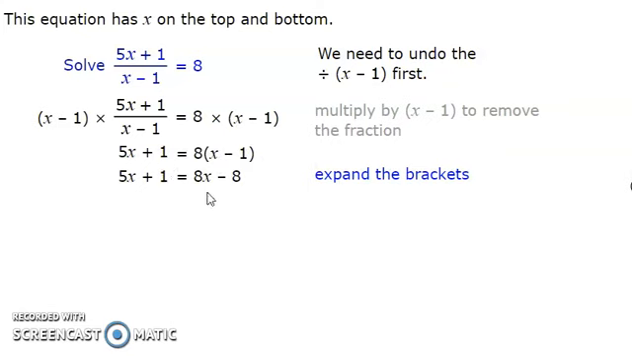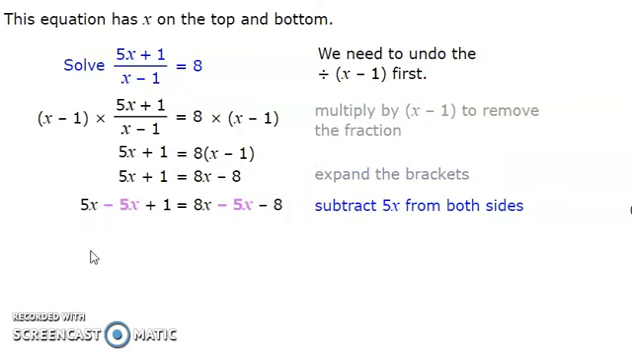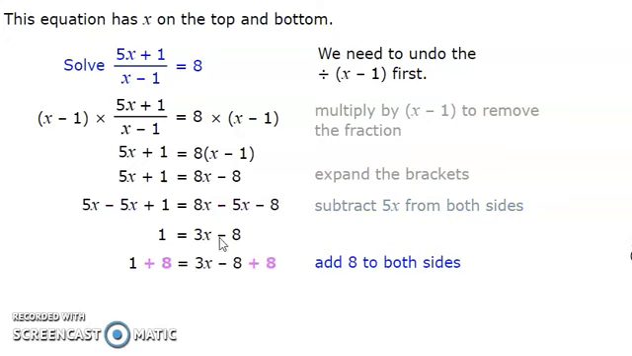Expand the bracket, and then subtract 5x from both sides. We get 1 is equal to 3x minus 8. 5x and negative 5x get cancelled here, and then in the next step you can add 8 to both sides. So plus 8 and minus 8 will get cancelled and 9 will be equal to 3x.